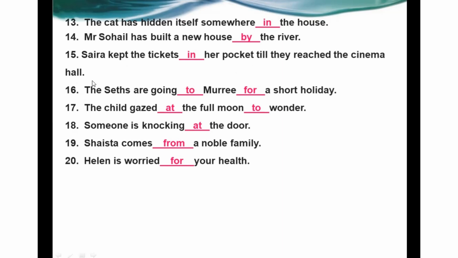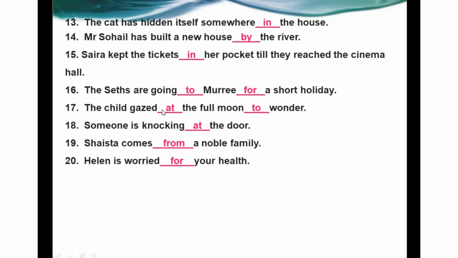The Sates is the name of people. Now this sentence is also talking about some distance traveling. They're about to cover some distance. They are going to move in some direction to some place, right, students? So we will use "to" here. To Murray for a short holiday. Okay, students, what place are they going? They are traveling to Murray for a short holiday.